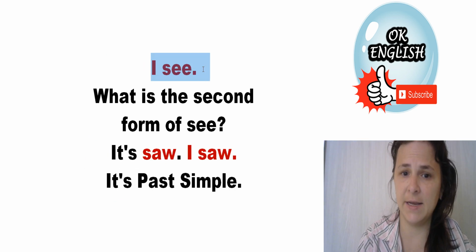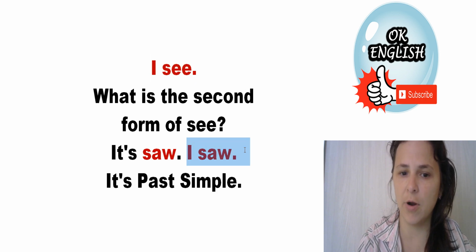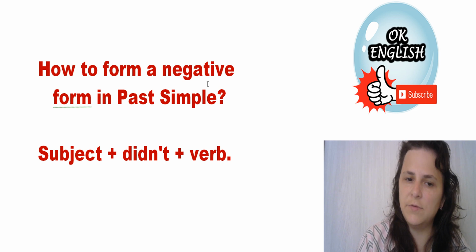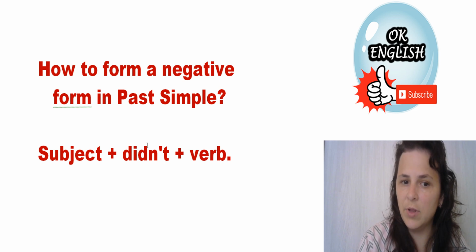I see. It's present simple. I saw. It's past simple. She knew it. It's the second form of the verb. It's past simple.